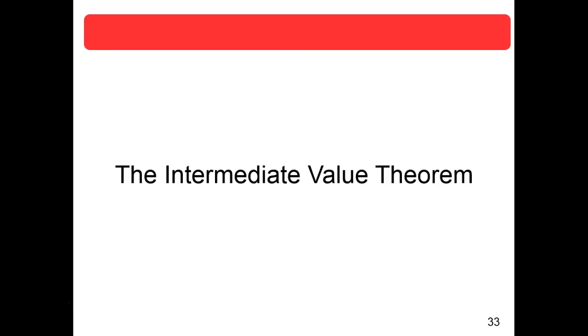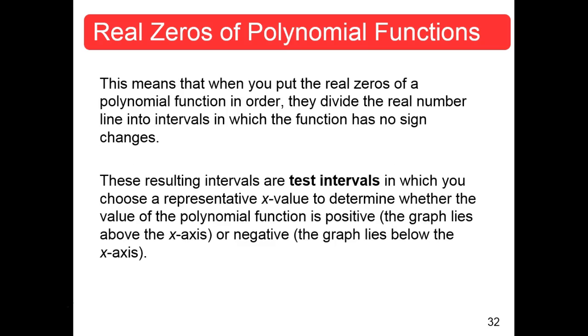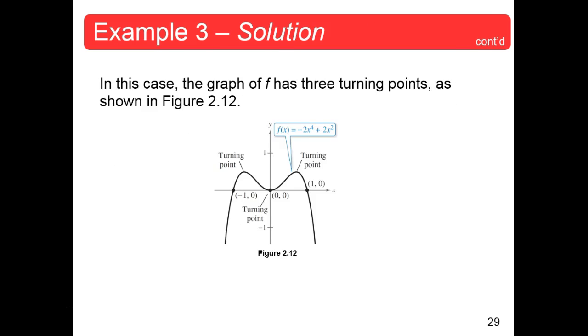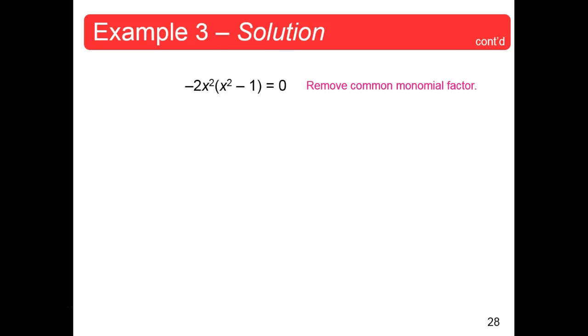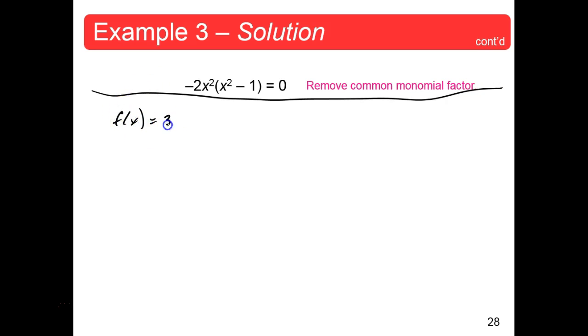So let's do example 4. Let's go back and find some white space. That looks like a good amount of white space. And it says, sketch the graph of the function f of x is equal to 3x to the fourth minus 4x cubed. F of x equals 3x to the fourth minus 4x cubed.